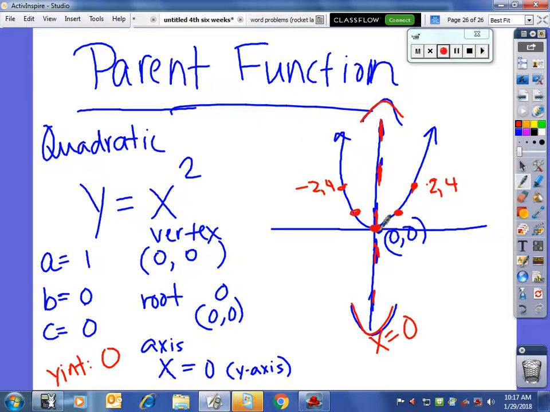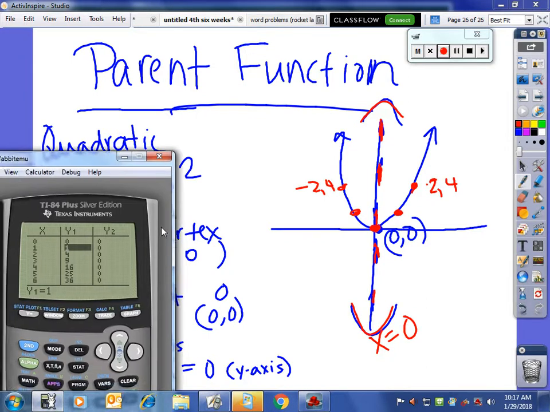Now, it probably will ask you things like, how does the parent function compare to a different function? We're going to do some of those in just a minute. Okay, but I do want you to be aware of what the parent function is and that you should know all these things about it. The vertex, the axis of symmetry, the root. And if I ask you to find some points, all you got to do is look at your t-chart.